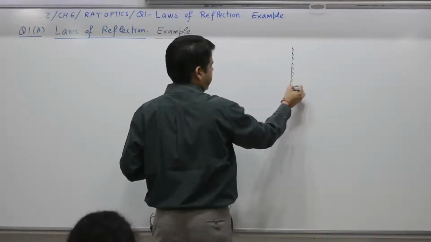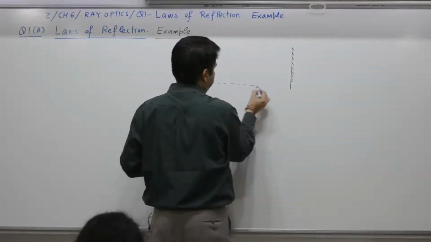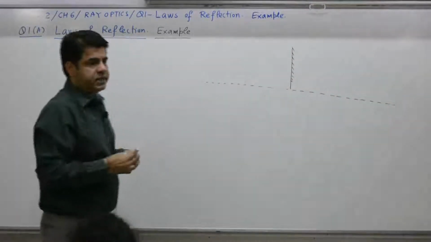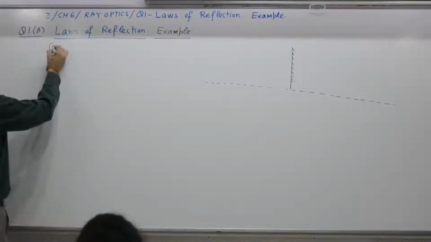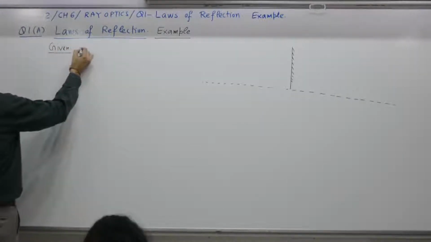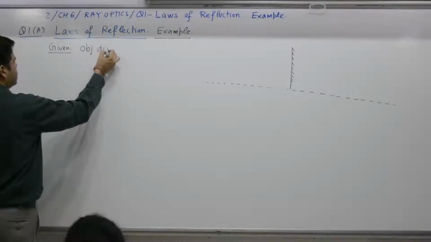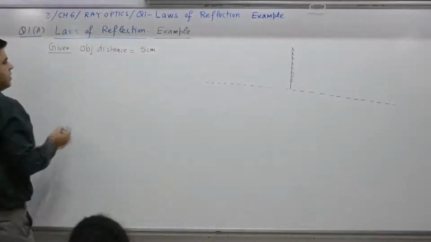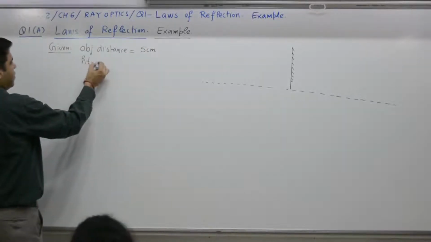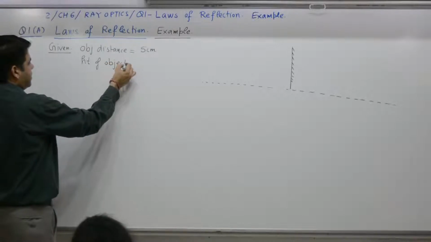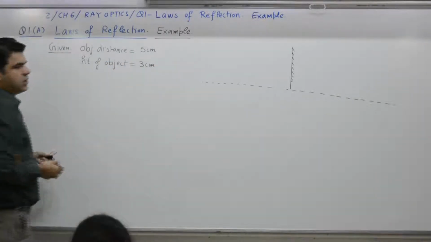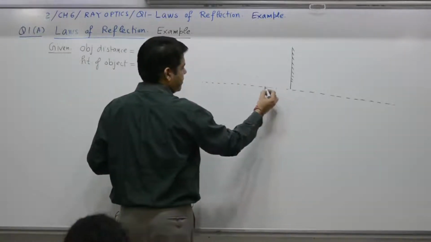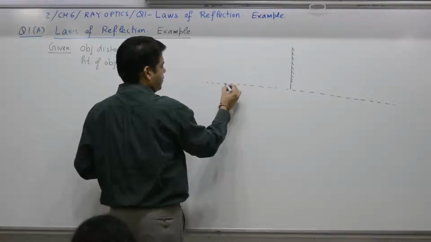Example: there is a plane mirror, and there is an object placed. Object distance is given as 5 centimeter to the left. Height of object is 3 centimeter. This is what is given. So it is placed in front of the mirror. So 1, 2, 3, 4, 5.